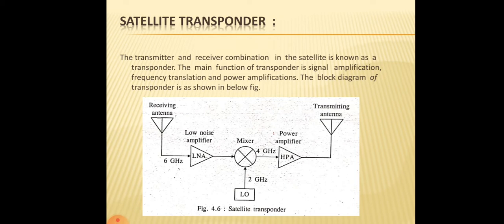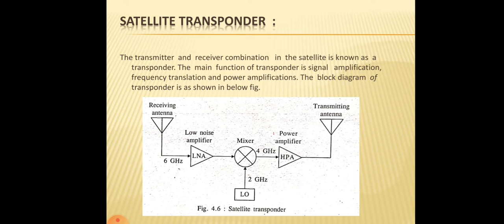Then next, the output of the mixer is applied to what? The high power amplifier. What will it do? It will increase the signal strength to a suitable level. Then it is retransmitted to the receiving station on Earth by the transmitting antenna, with another frequency. Most satellites will have 12 to 24 or more transponders, each operating at a different frequency. Each transponder represents an individual communication channel.